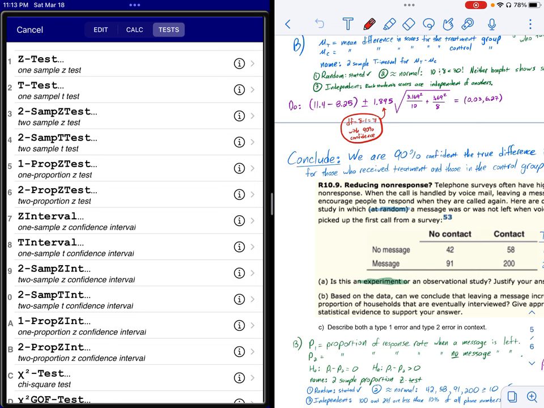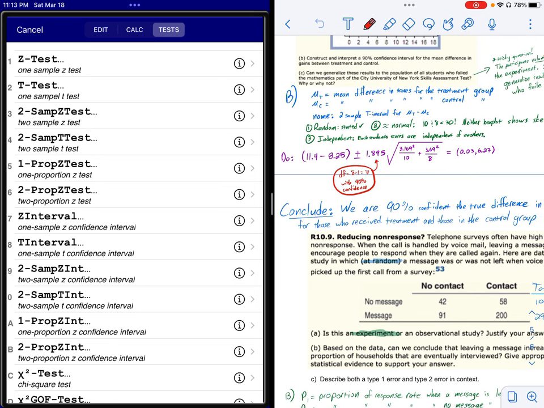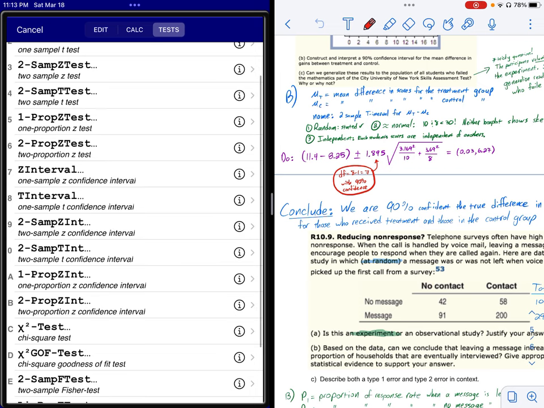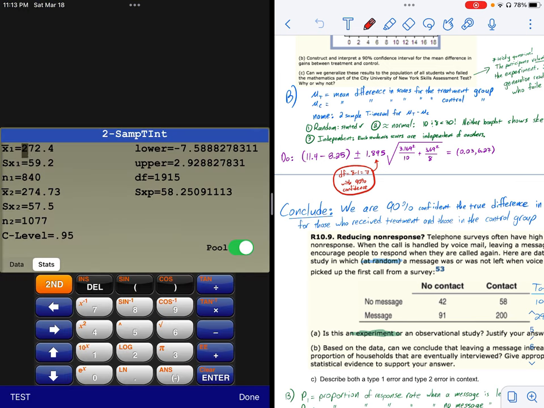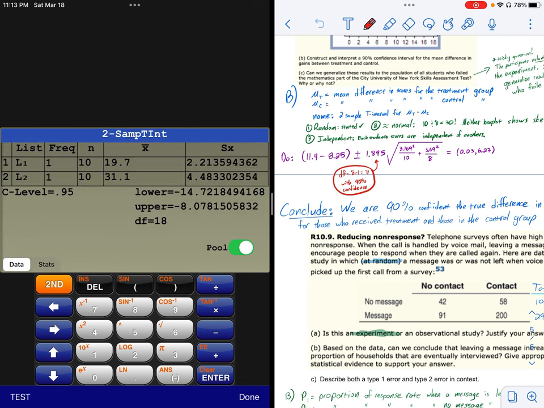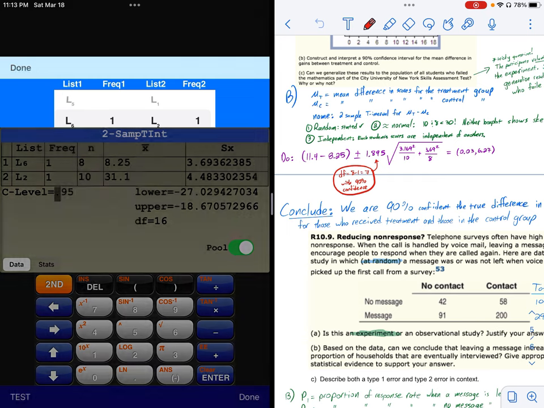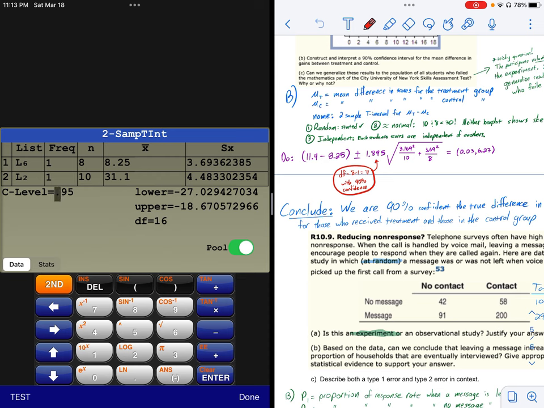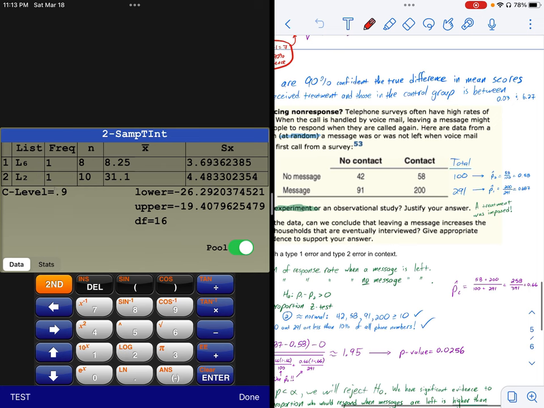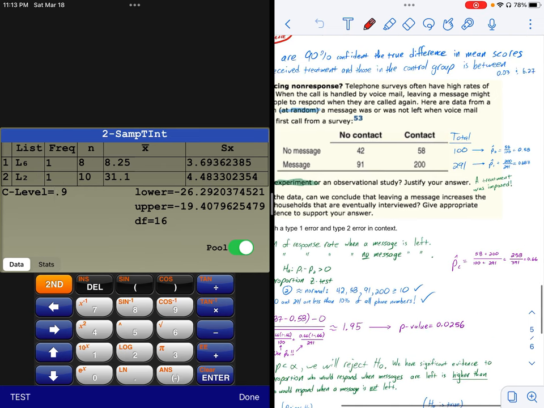This is a 2-sample T interval. Where is that one? That's number 0, 2-sample T int right there. Now, I actually have the data in my calculator, so I'm going to click data. And then I'm going to put in, if I can remember, mine were list 3 and list 6. And then I have to put my percent confidence, 90%. And there, where did my interval go? Come back.